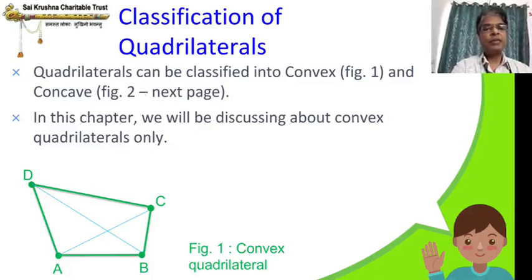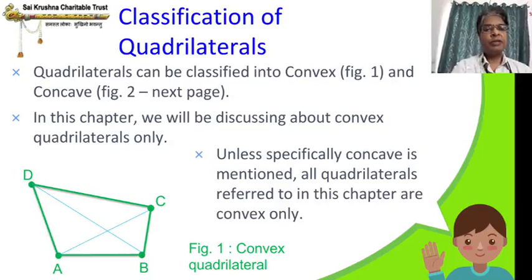In this chapter, we will be discussing convex quadrilaterals only. We will not be discussing concave. Unless concave is specifically mentioned in this chapter, wherever it simply says quadrilateral, it always means what is shown in figure 1, that is, a convex quadrilateral. Wherever I refer to a concave quadrilateral, I will specifically mention it. Otherwise, you can presume it is only a convex quadrilateral. We'll go to the next page.